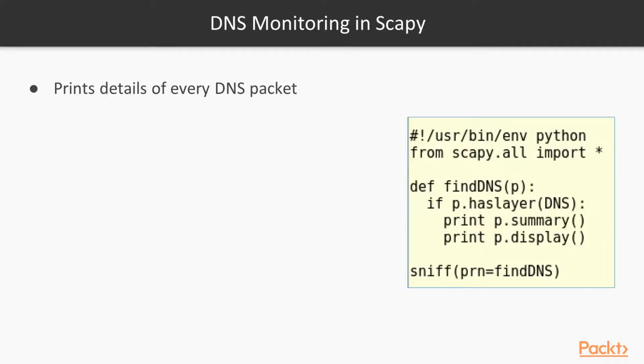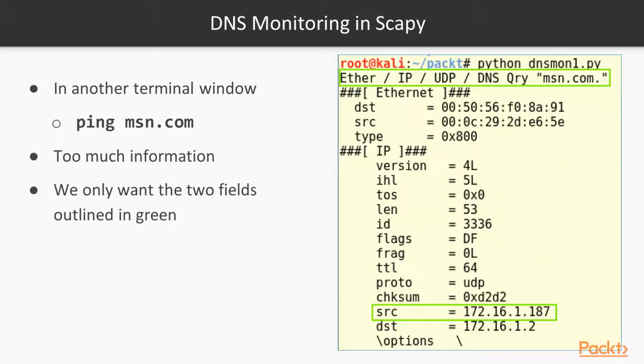So this is easy. Again, we'll do it in two stages. The first script will just take every packet and run this find DNS script, which simply prints out information about the DNS packet. And then after we see that information, we'll craft a more careful script to get just the information we want. So in another window, just ping any server, and in order to ping the server, it has to do a DNS resolution, and this script will show you.